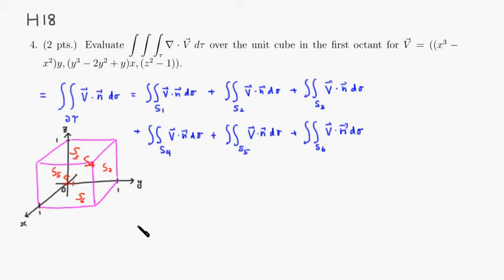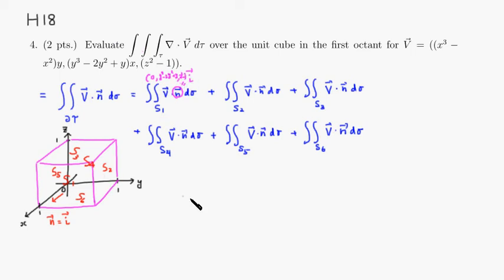Let's do a couple of the sides, starting with S1. S1 has the outer normal vector pointing that way, which is just the i vector. On this side, x is going to be 1. If you plug in 1 here, 1 cubed minus 1 squared, it's going to be 0. So the first component is 0. Then the second component is y cubed minus 2y squared plus y, which I don't really care about. And the last component is z squared minus 1.